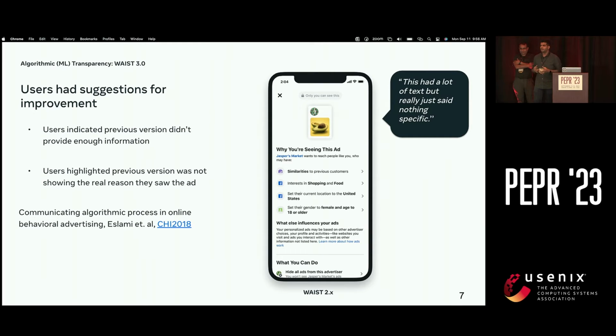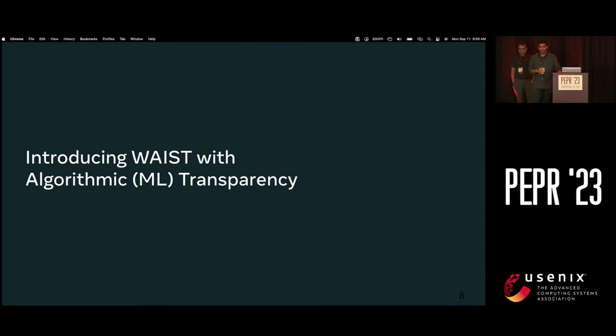This was built with a lot of policy stakeholder, privacy stakeholder, and user feedback. Users had indicated that the previous version with only advertiser choices did not provide them enough information, and users highlighted that maybe it was not the real reason that they were seeing that ad. There has also been a bunch of public research about this whole area. So let's look into what algorithmic transparency actually looks like.